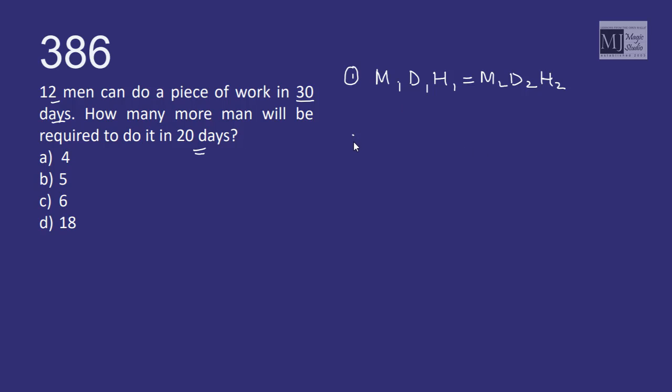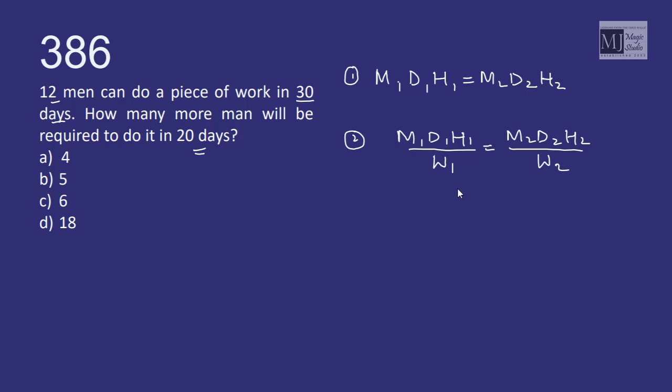Number 2. If work done is not the same, if work done is also different by different groups of people, what will we do? We'll just divide the first formula on both sides by W, that is the work to be done. And hence this becomes the second concept or second formula which we can use.